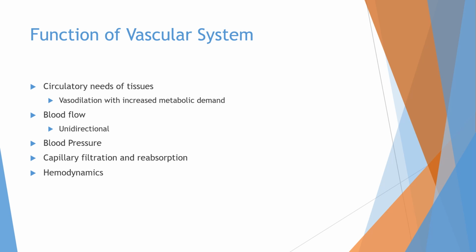So our vascular system carries nutrients and oxygen and blood to our tissues. Blood flow should be unidirectional. Times when it's not is when we have valve disorders, valve insufficiencies. It gives us our blood pressure and is important for our hemodynamics.